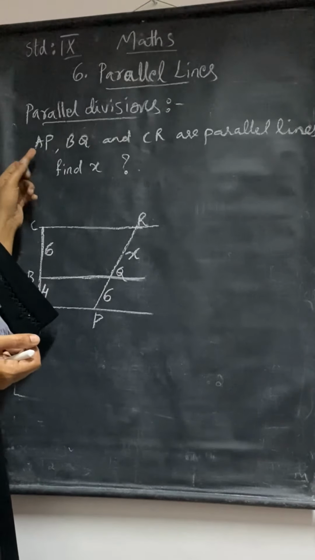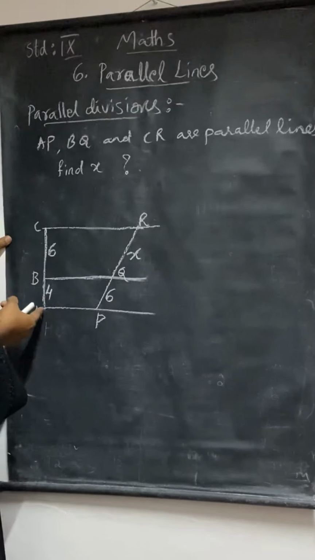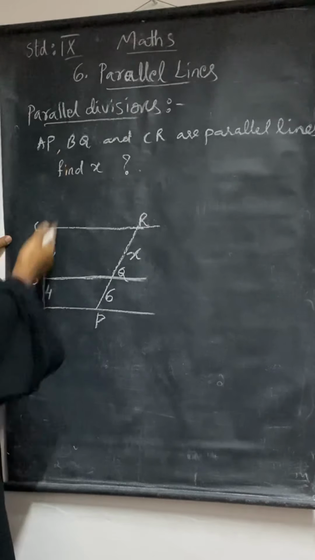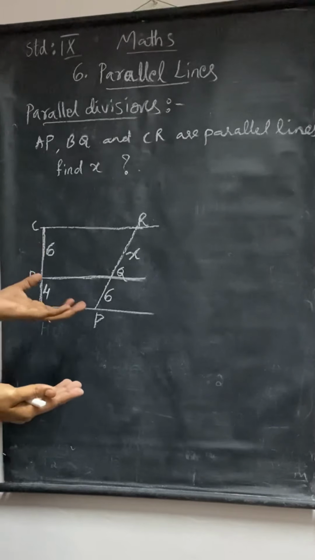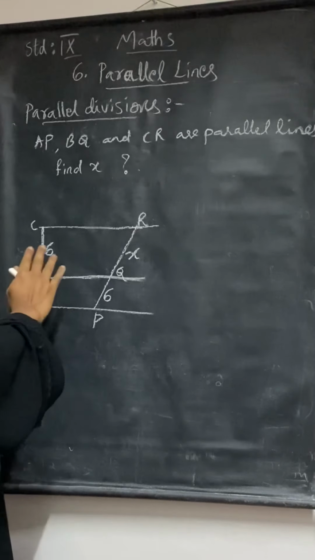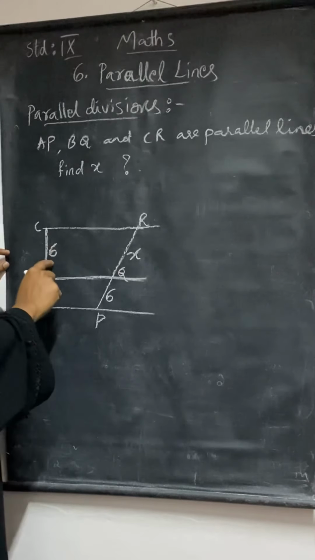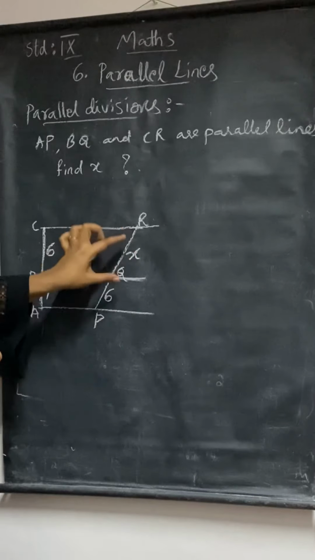That is AP, BQ and CR are parallel lines. Find X. You can see AP, BQ, CR are parallel lines cutting two lines. We have studied any 2 or 3 parallel lines cutting any two lines in the same ratio. So you have here two lines cutting, so that this part is 4, this much part is 6, here 6, here x. So you have to find out x. What is this value that comes here?